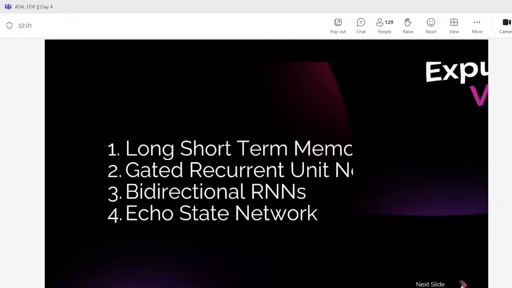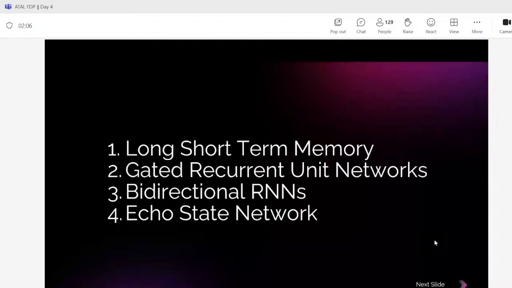Next, we'll get into the variants of RNN. So, in this session, we are going to discuss the important variants of RNN, which are nothing but LSTM, long short-term memory, gated recurrent unit network, bidirectional RNNs, and echo state network.